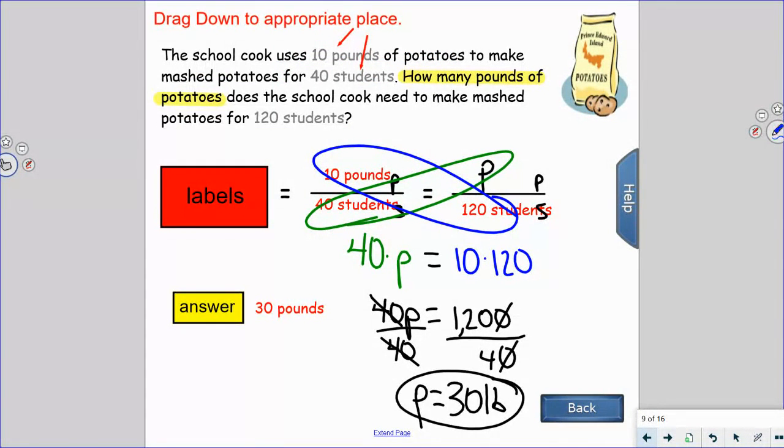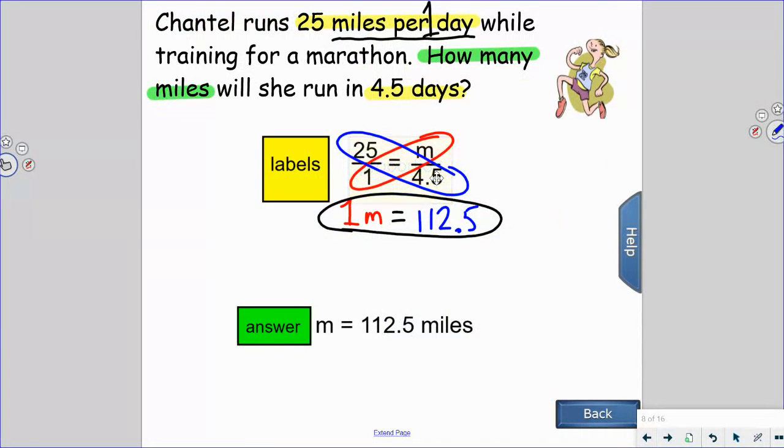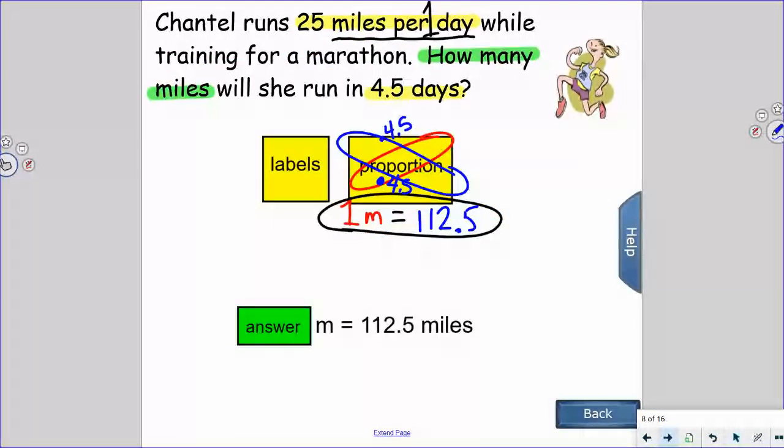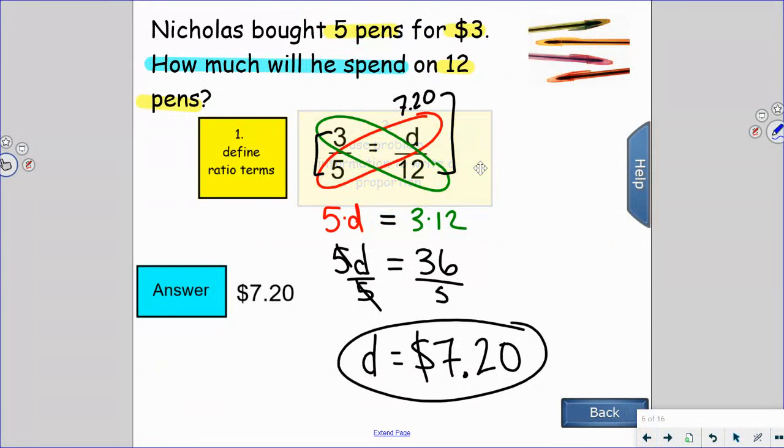This one, silly Mr. Callan, 40 times 30 is 120, 40 times 3, so 10 times 3. I shouldn't have even done the cross products. Backward, 1 times 4.5, 25 times 4.5. No need to do the cross products. But it's not always that simple, right? Again, 3 does not go into 5 evenly, so the cross products is the best way. And 5 does not go into 12 evenly, so the cross products would be the best way.